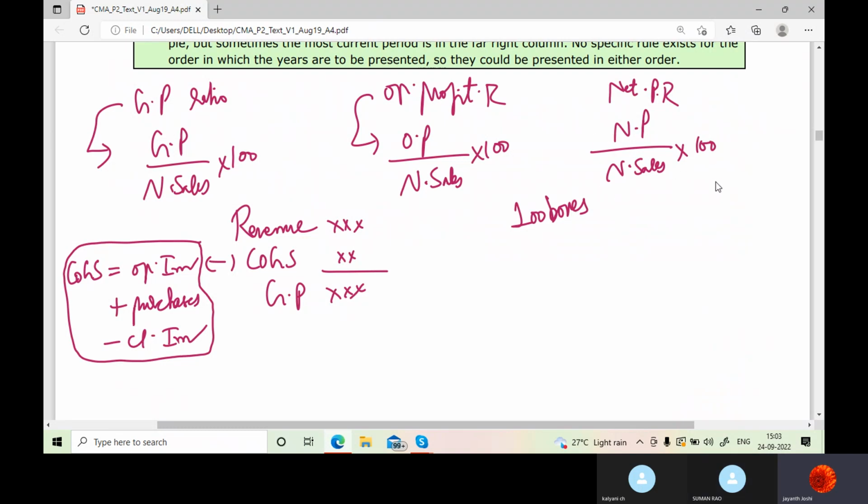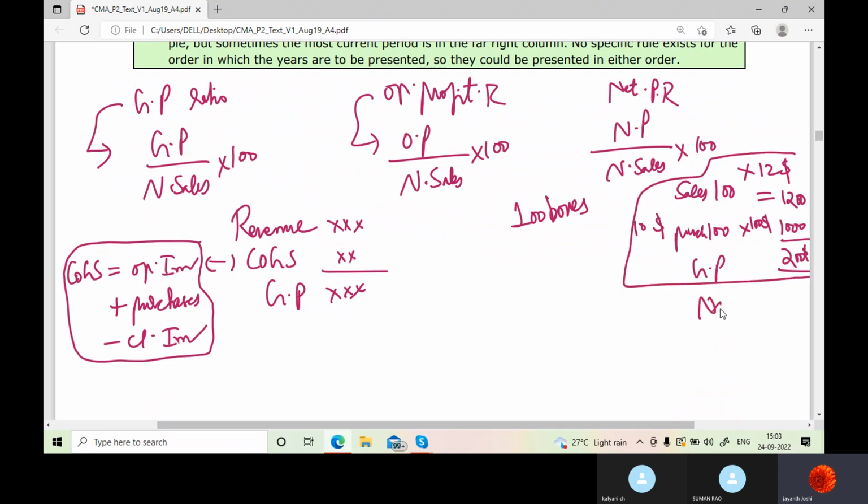So if you sell 100 boxes, let's say each box sells for $12, so 1200, and you bought it for $10. So 100 into 10, you incurred some $1000, and your gross profit is $200. Very simply understood. Correct? This is the sales, this is the purchase or COGS, and this is the gross profit. But I am speaking about gross profit in a broader sense. In this example, there is no closing stock or inventory.